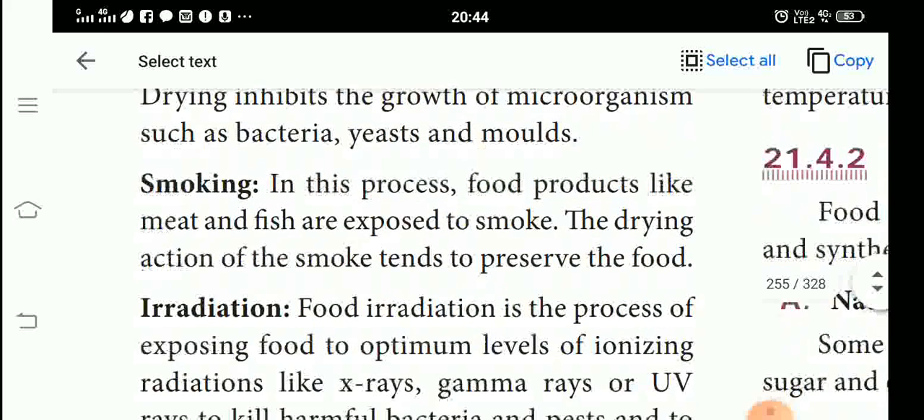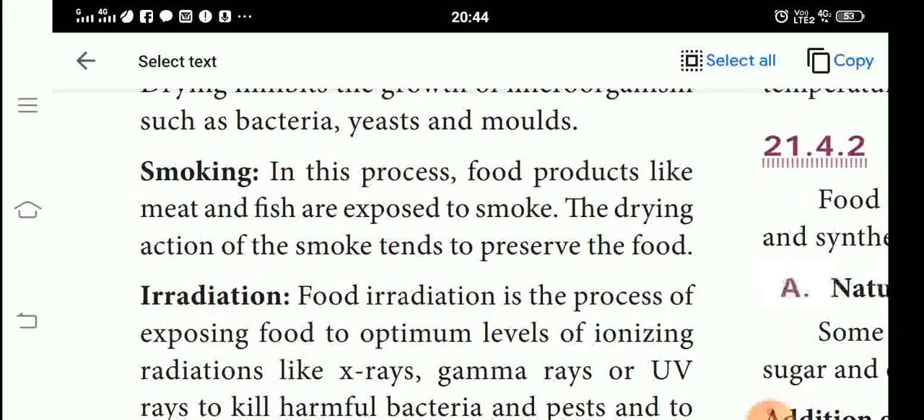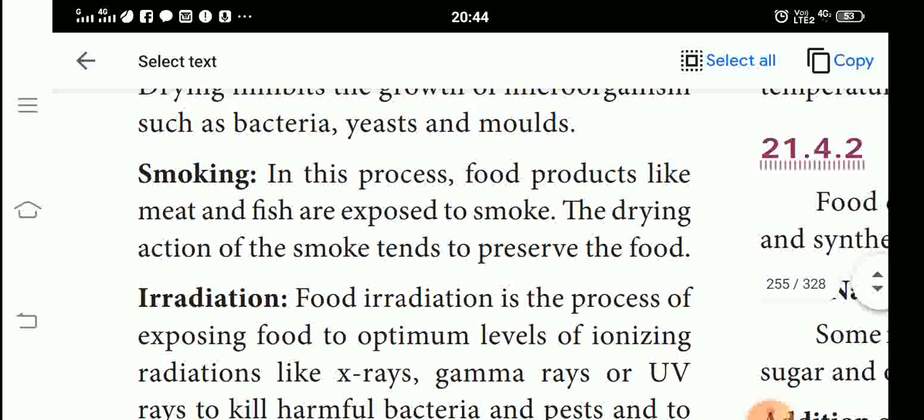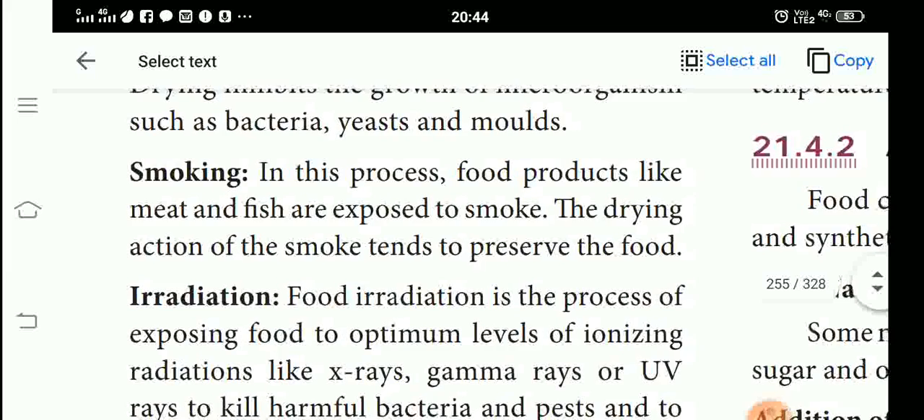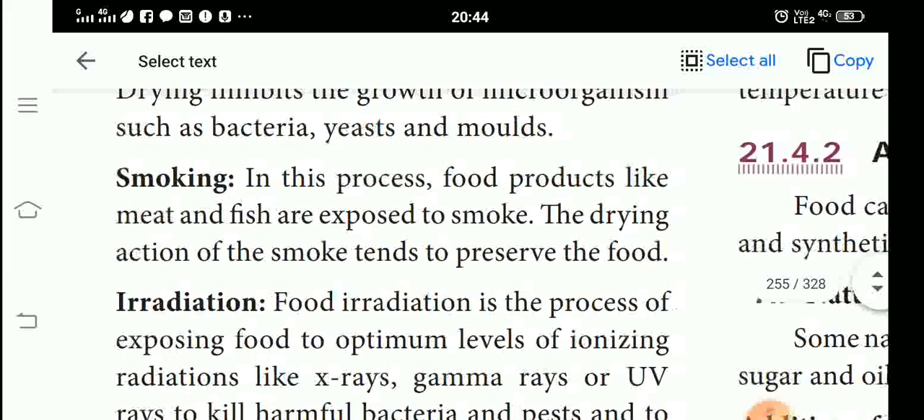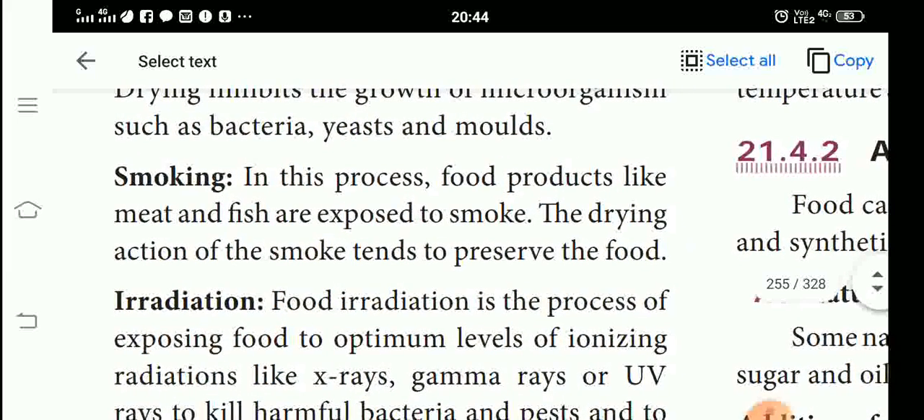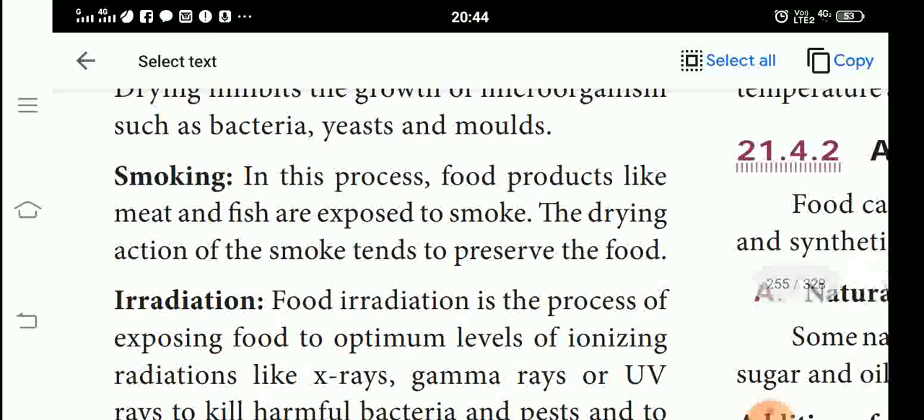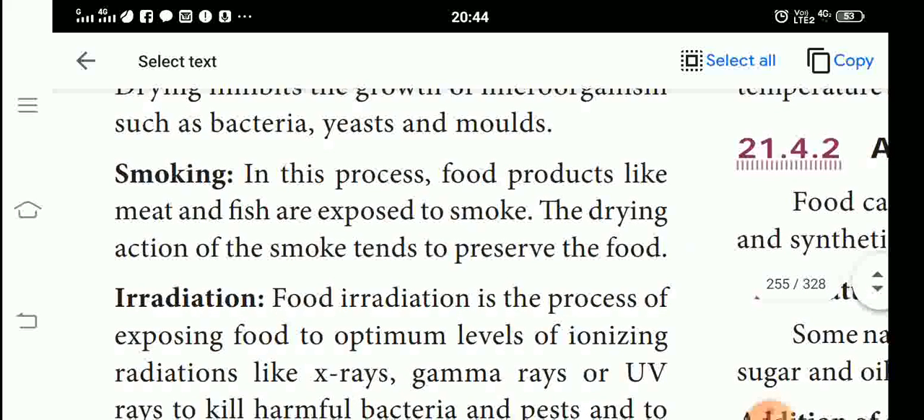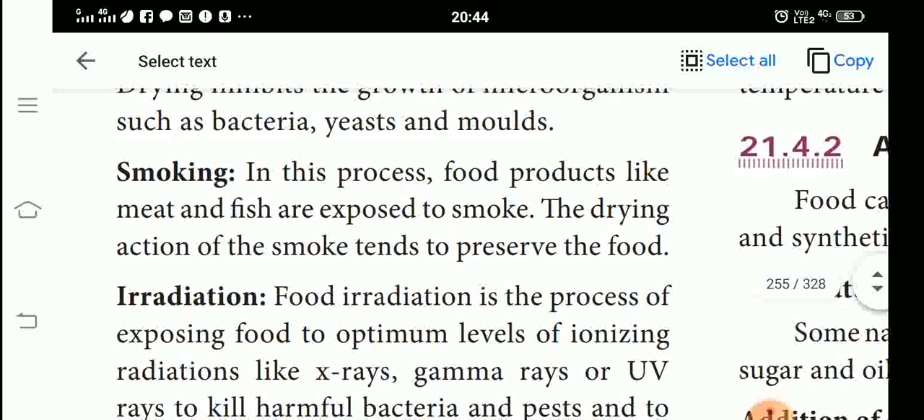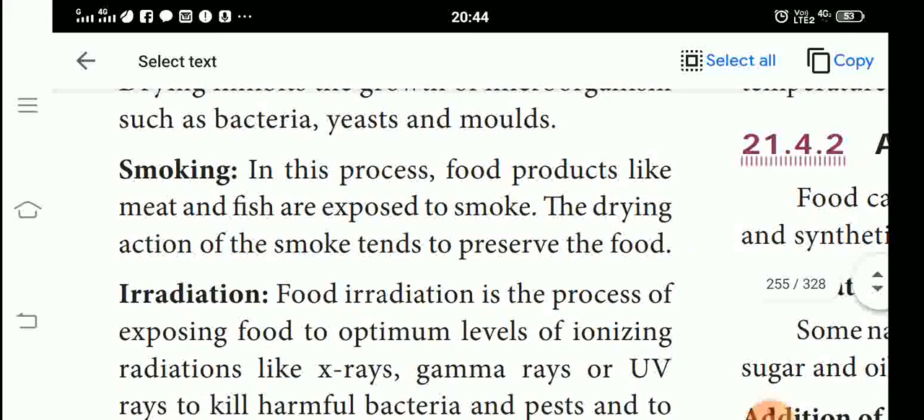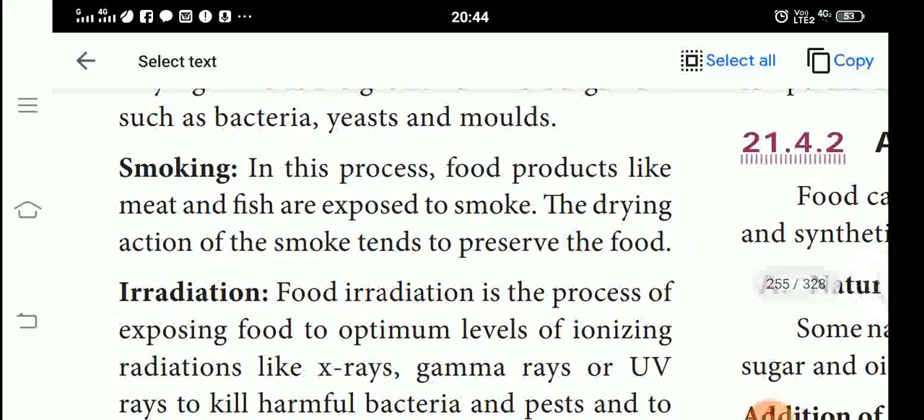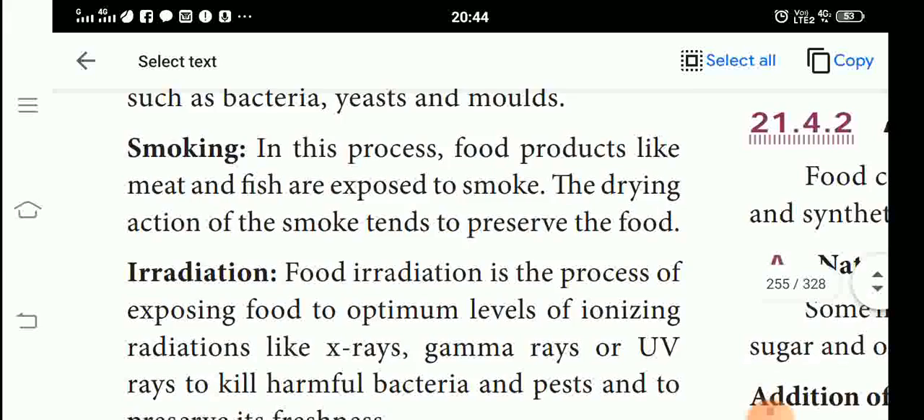Then smoking. Smoking means in this process food products like meat and fish are exposed to smoke. The drying action of smoke tends to preserve the food. That is, meat and fishes are exposed to smoke. So what will happen? It will preserve the food and avoid the infection of the microbes.